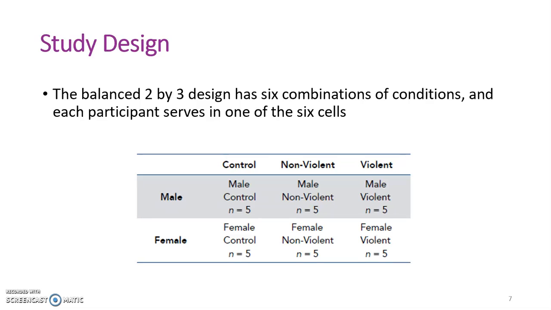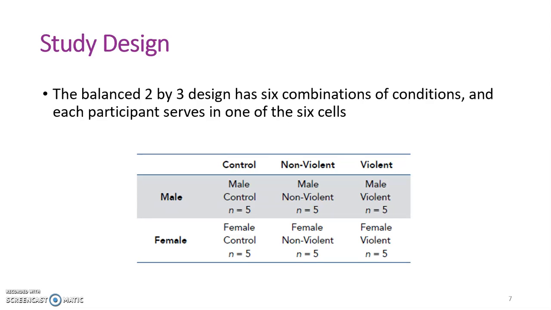But because we have a 2 by 3 design, when we cross those conditions, we come up with 6 combinations of conditions, and each participant serves in one of the 6 cells. So each child is receiving a different condition on video game, and each child is either male or female.